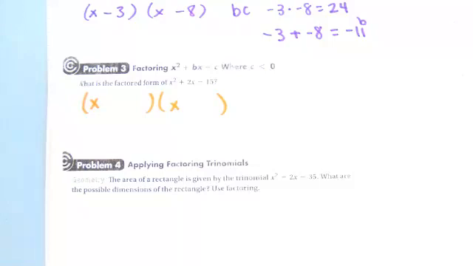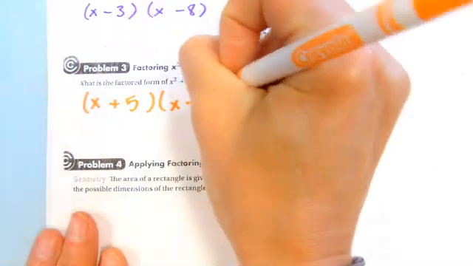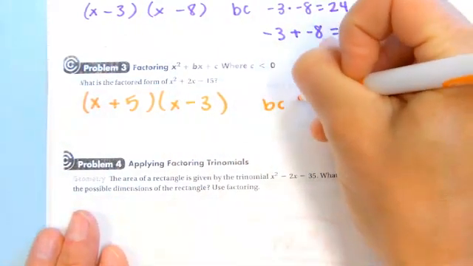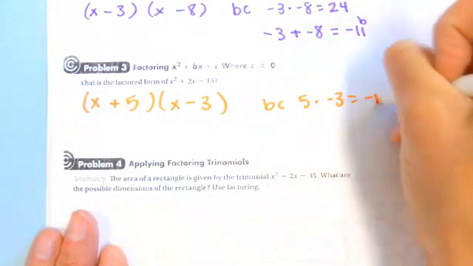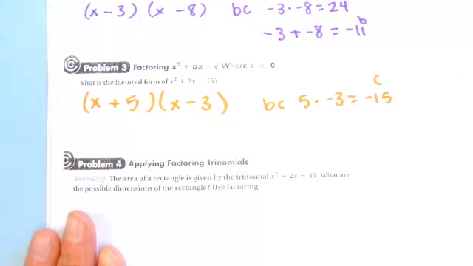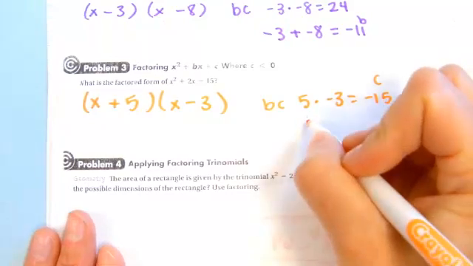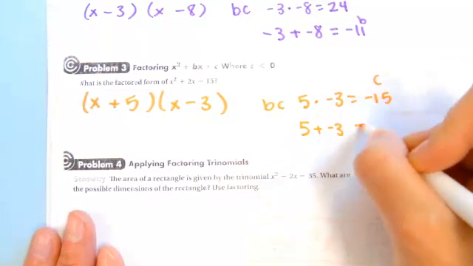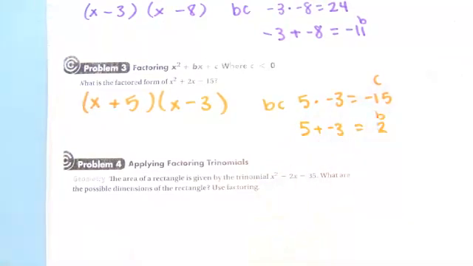2. Okay, so what two numbers multiply to give you negative 15 but add to give you positive 2? Positive 5 and negative 3, because 5 times negative 3 is negative 15. That's our c value. They multiply to give you that. And 5 plus negative 3 gives you positive 2. That's our b value. How do you check them? You can FOIL them back out or use the box, if you want to check your answers.